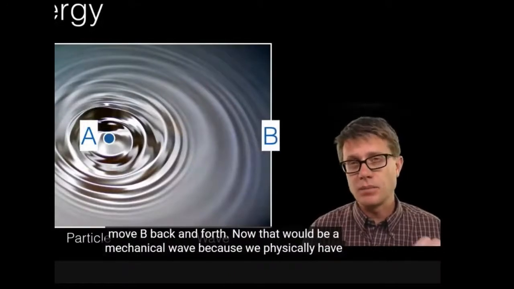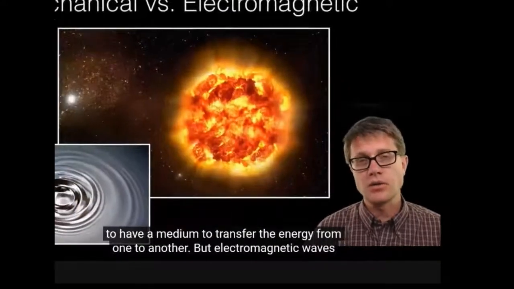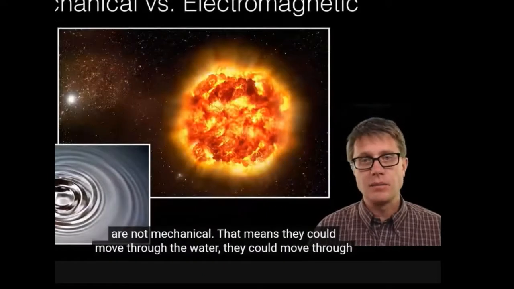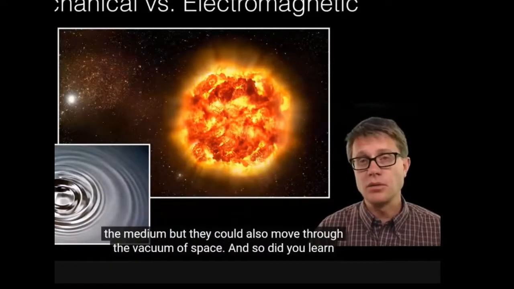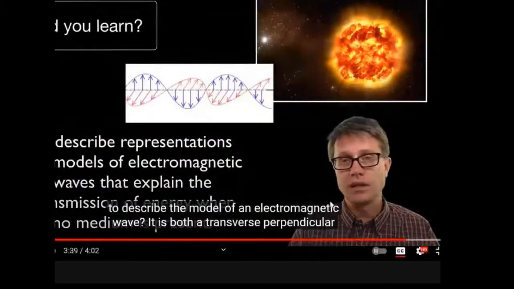That would be a mechanical wave because we physically have to have a medium to transfer the energy from one to another. But electromagnetic waves are not mechanical. That means they could move through the water, through a medium, but they could also move through the vacuum of space. Did you learn to describe the model of an electromagnetic wave?